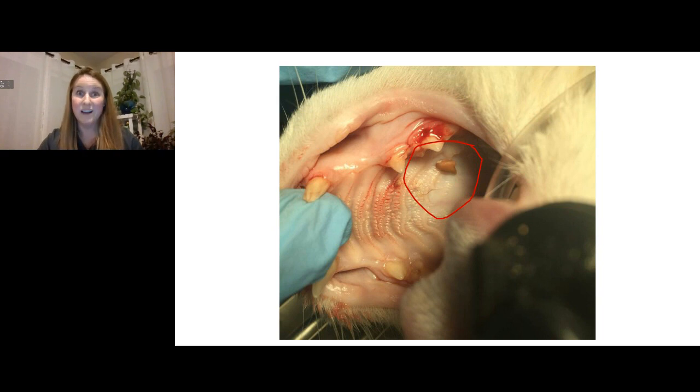Identify the stuff that's going to be easy to identify and then make your decisions from there. You're going to get more familiar with it the more you take full mouth rads. The more normal you see, the easier it's going to be to identify abnormal.